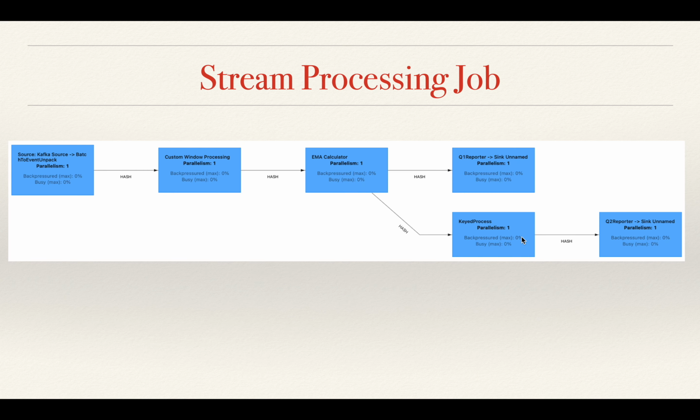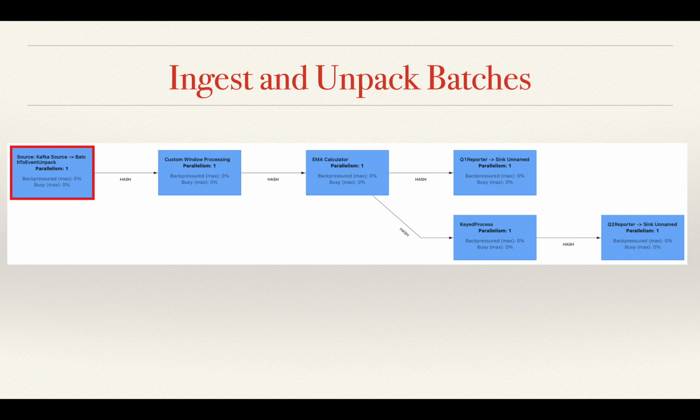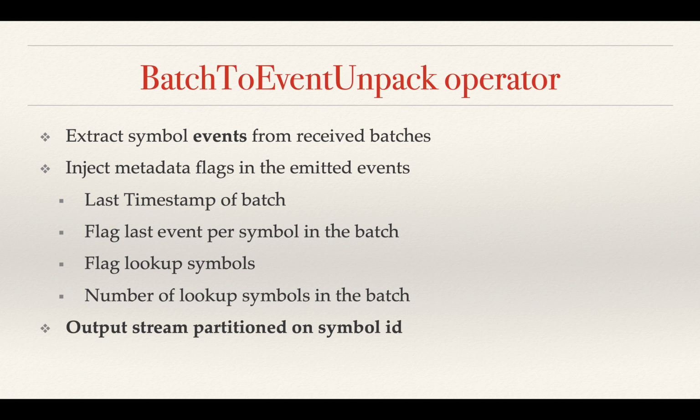And it's time to focus on the application structure of the Flink job. Here we show the operator pipeline of the Flink application. To start, we have the Kafka source operator that ingests data from the Kafka topic. And then we have the unpack operator, which unpacks and emits to its output the symbol events included within the batches. The operator also injects metadata that are used by its downstream operators.